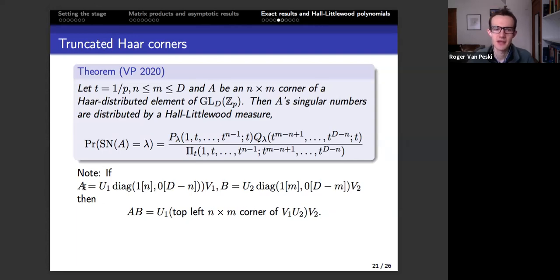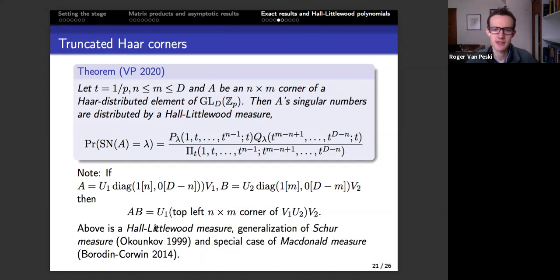But as a sort of limiting case, if A and B were randomly rotated projection matrices, then when you multiply them together, these projection matrices are just going to cut off, cause to be zero, a bunch of matrix entries and leave you with a corner. When you take AB, you'll have this projection times V1 times U2 times this other projection. And so what that will leave you with is the top left n by m corner of this matrix, and then times some things on the left and right, which, because they're matrices in GL_D(Z_p), don't affect the singular numbers. And so by taking a limiting case of the previous result, which turns out to involve some combinatorial difficulties in practice, but you can make sense of it, you exactly get this result about corners of Haar matrices.